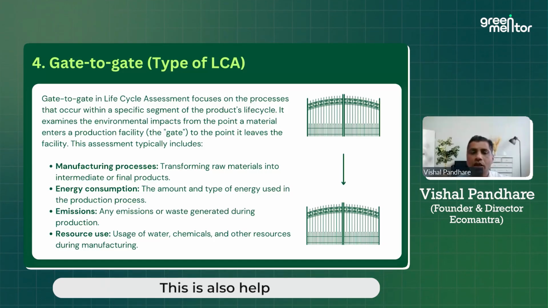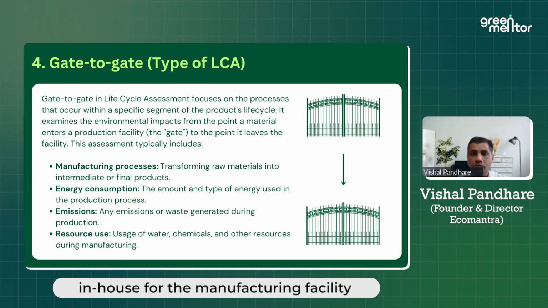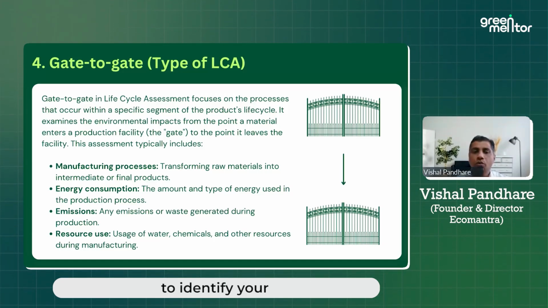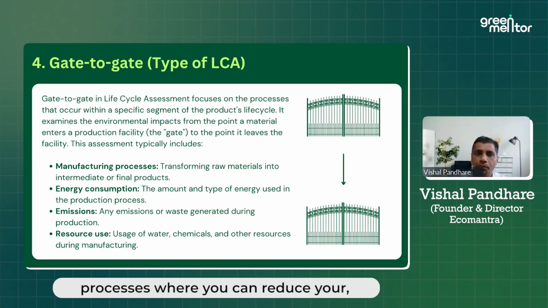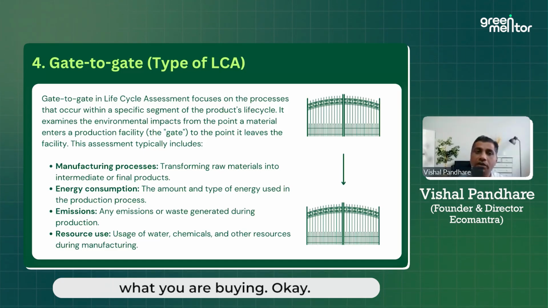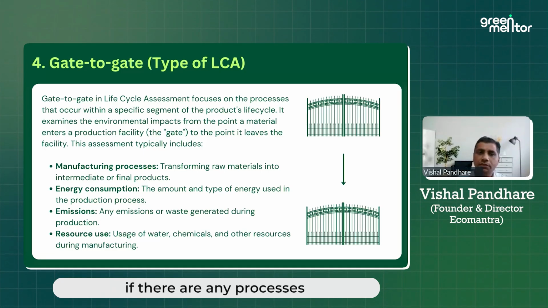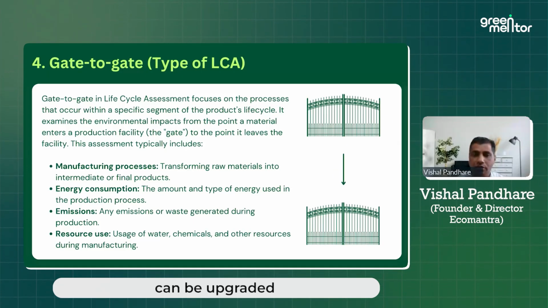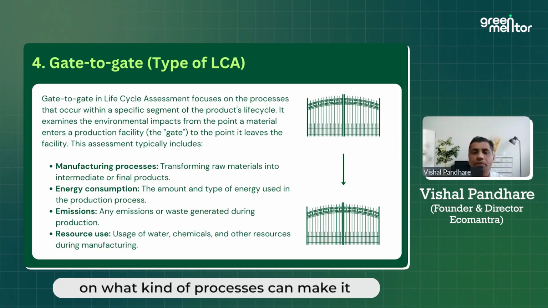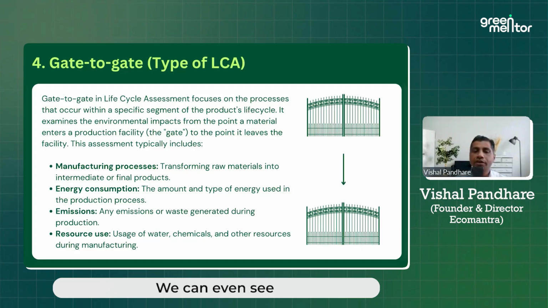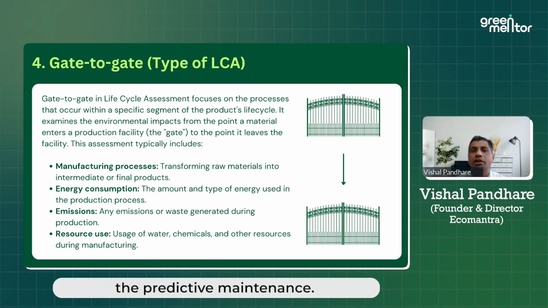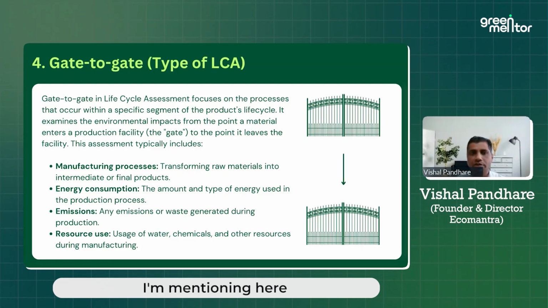This also helps in-house the manufacturing facility to identify processes where you can reduce your carbon footprints and carbon emissions, as well as the material you are buying. Okay, as well as if there are any processes that can be upgraded, or what kind of processes can make it more efficient. We can even see predictive maintenance. I'm mentioning predictive maintenance over here, not preventive.